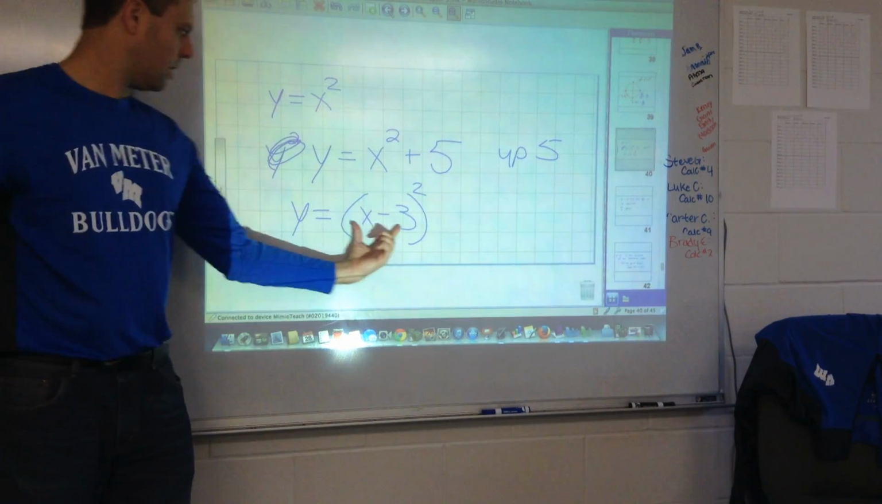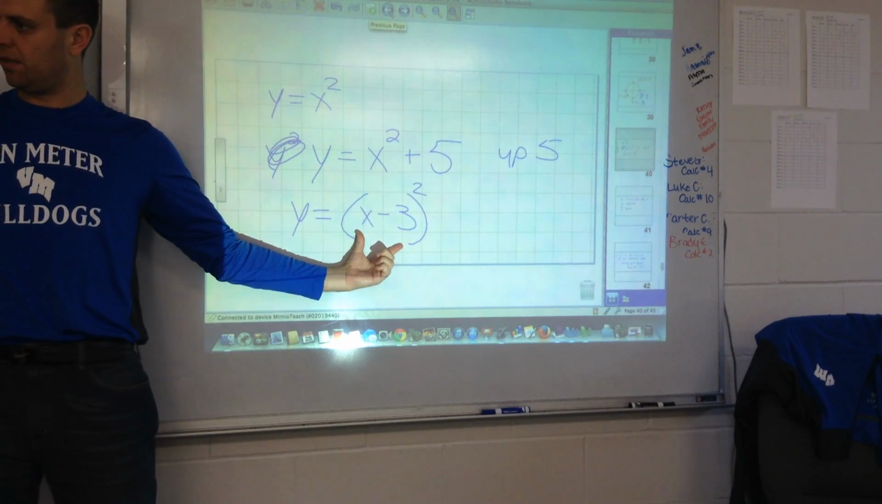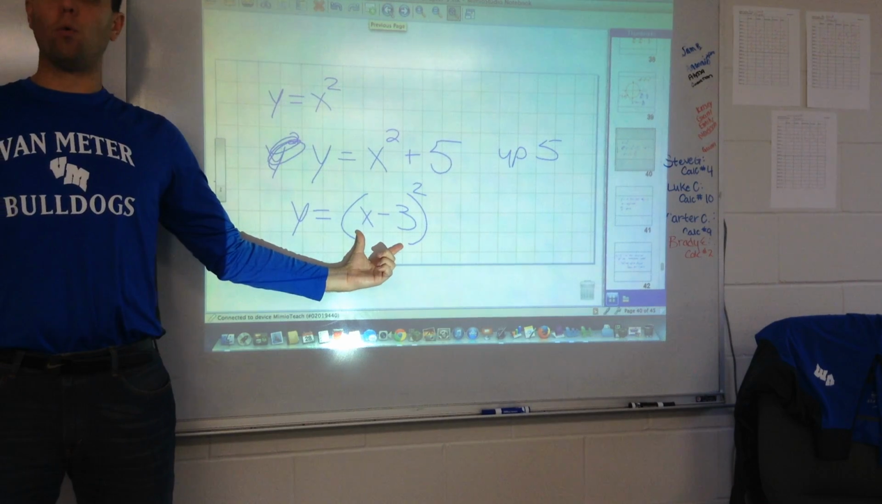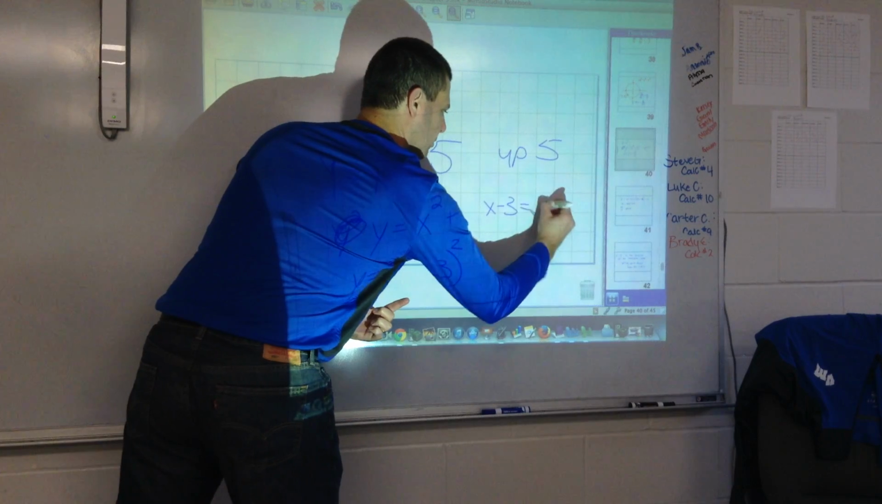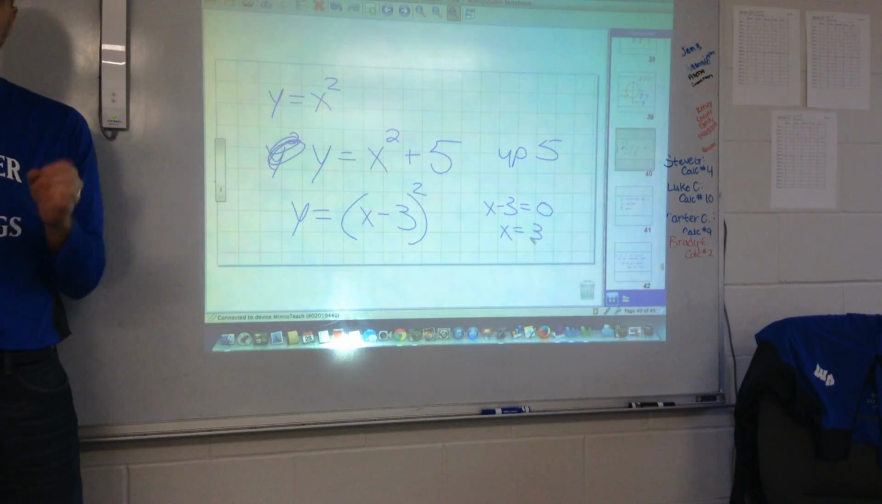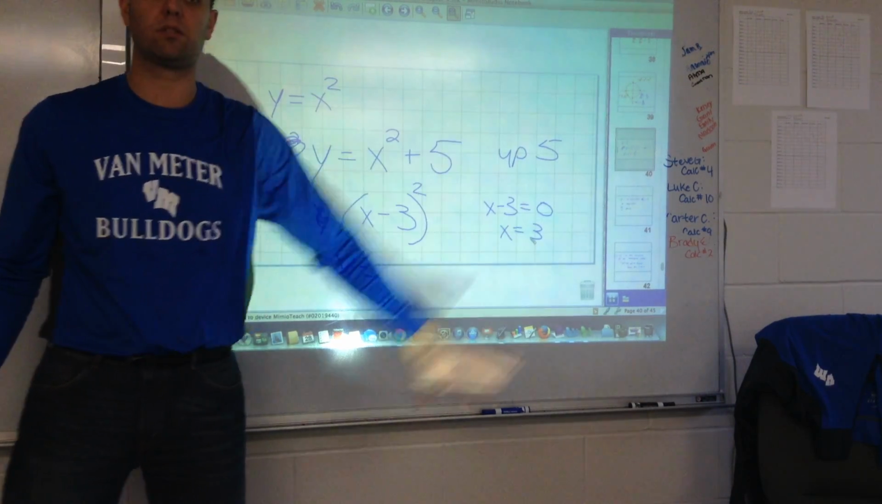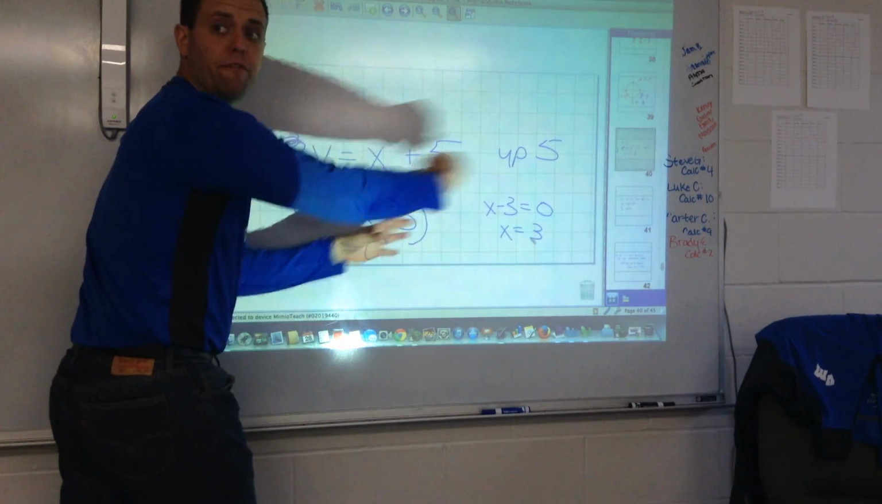You know how I asked you where would the bottom of this parabola be? Well, the way you could figure out how far it was shifted, you could set what's in the parentheses equal to 0, so x minus 3 equals 0, so x would equal positive 3, and if x is equal to positive 3, that means it moved it to the right 3 units. That will tell you the shift.